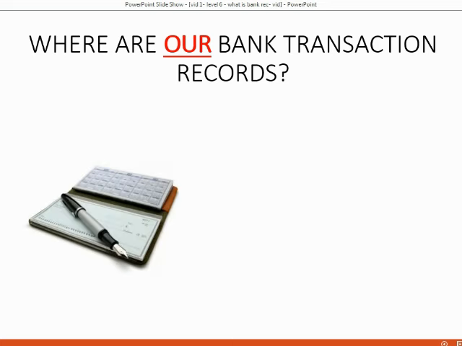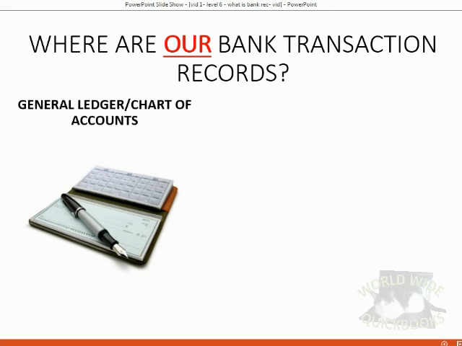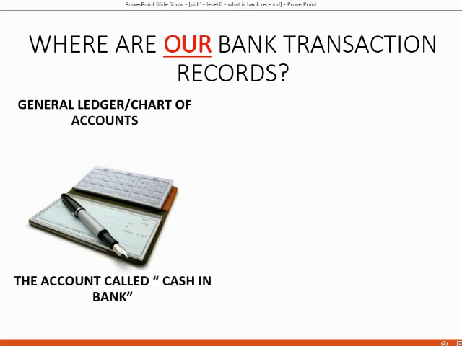Well, if we were just an individual, not a business, our records would be in our checkbook. And every time we wrote a check or made a deposit, we would record it in our typical checkbook register. However, because we are a business using QuickBooks, the bank records are in the general ledger, also called the chart of accounts. Specifically, our bank records are in the account called cash in bank. All of the checks, deposits, and any other bank transaction are recorded in that specific ledger account in the chart of accounts, and the final balance shows up on the trial balance.